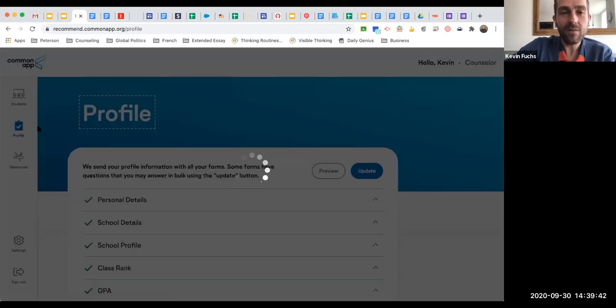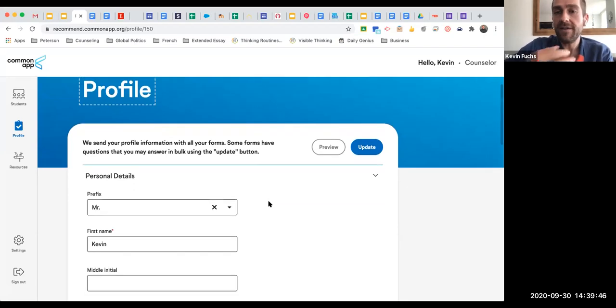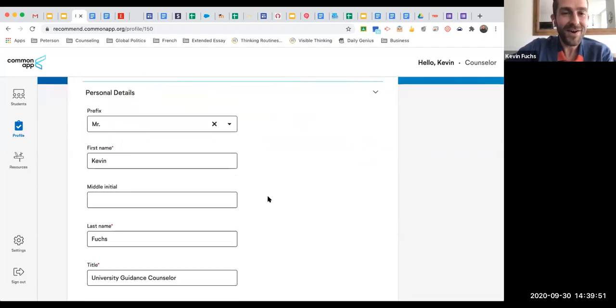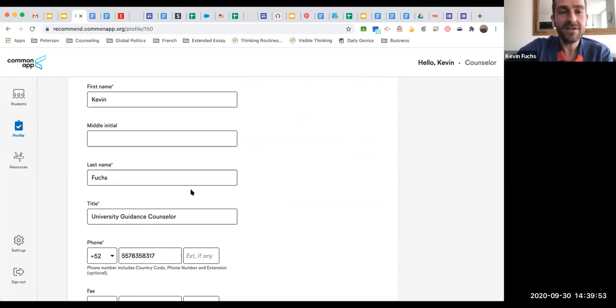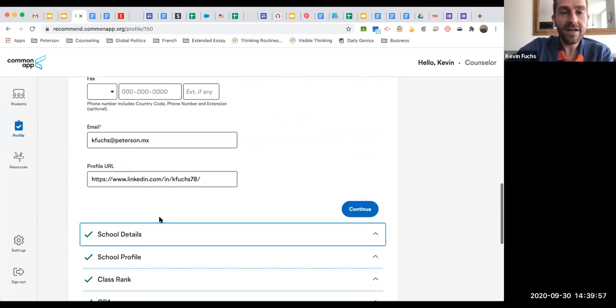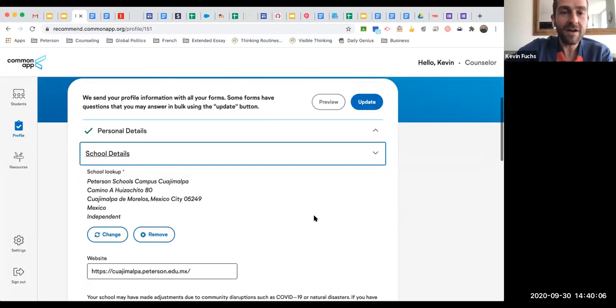And so here is where we as a school can write our profile, right? First of all, we need to give information about us. There's going to be a lot of personal information, but it's fine. This is my information. We have to make sure that we have all these details, your phone, your email. If you have LinkedIn or any profile, you can add this here, and you basically follow this, right? So I'm just going to go over everything.